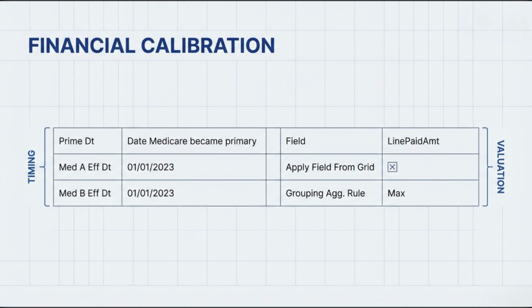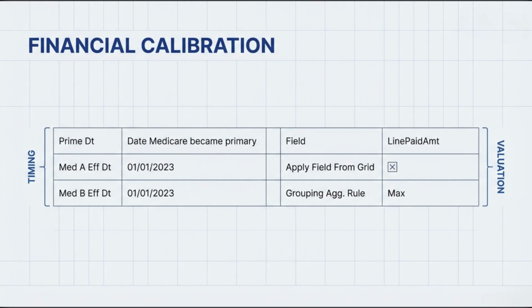You have to get these dates precise. A single day off, boom, overpayment error, or worse, missed savings. Accuracy is paramount here. Now, let's pivot to valuation. This is all about how we quantify those dollars, specifically for the line paid amount.